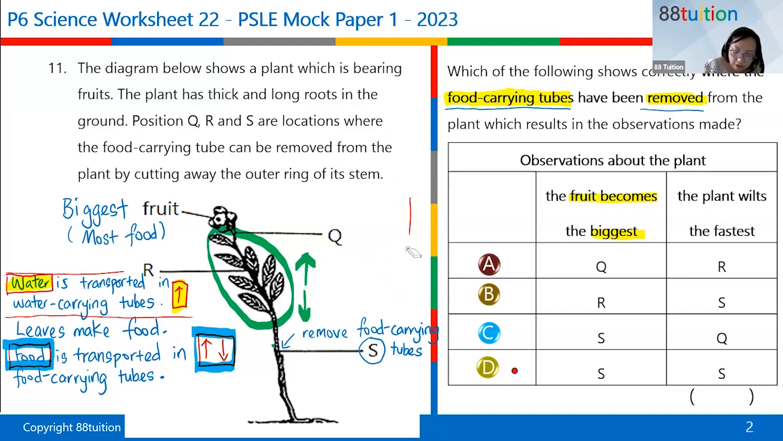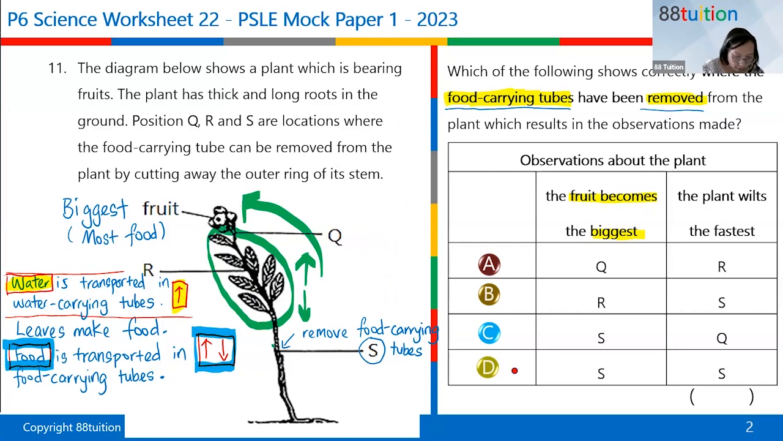So in other words, in this case, all the food made by the leaves can only be transported upwards. It will go all the way upwards to the fruit. Therefore, your fruit will store a lot of food and your fruit becomes bigger in size, which is what we want. Okay, then next is the plant will wilt the fastest.